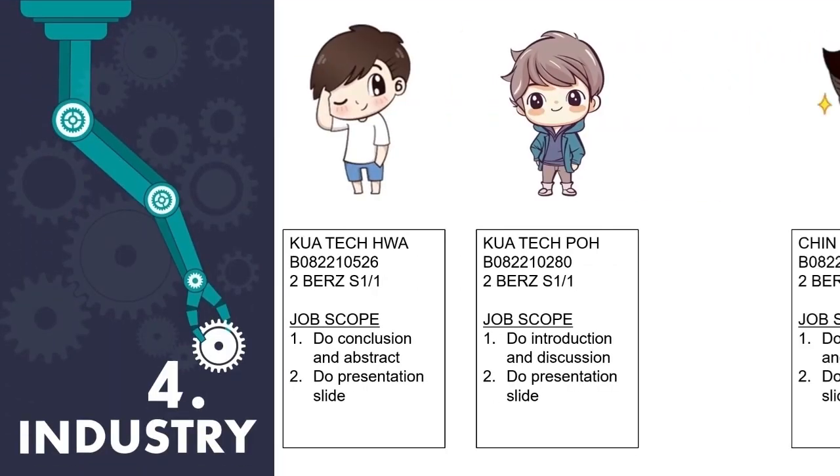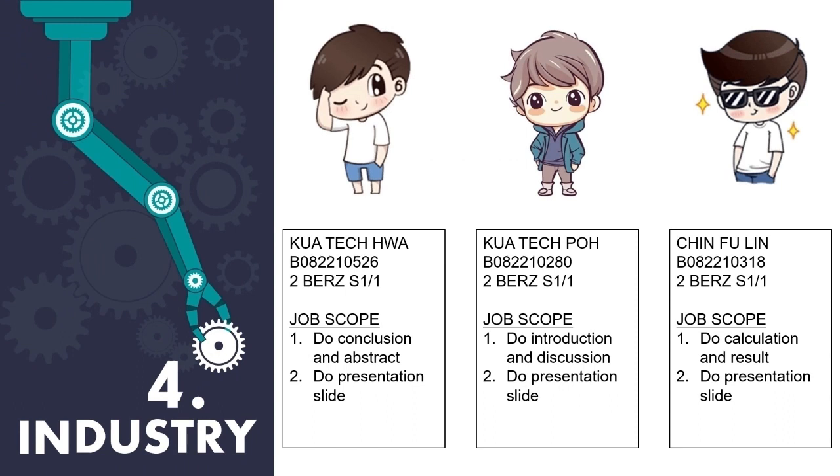So my name is Kwatekwa. I'm from 2 S1. In this assignment, my job scope is the abstract and conclusion, and also the presentation slides. Our group has three members, including me. The first member is Kwatekwa, also from 2 S1. His job scope is the introduction and discussion, and he also does the presentation slides.